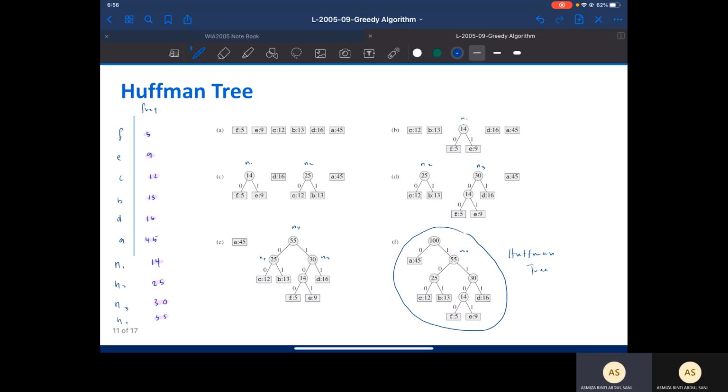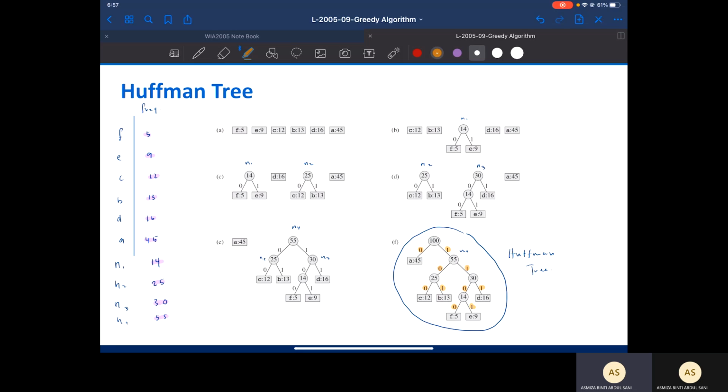It's pretty simple. All you have to do is mark each of the branches. Normally, one of the ways is that we mark all the branches going to the left with 0, and branches going to the right with 1. Okay, same goes for all the branches: 0, 1, 0, 1, 0, 1, 0, 1.